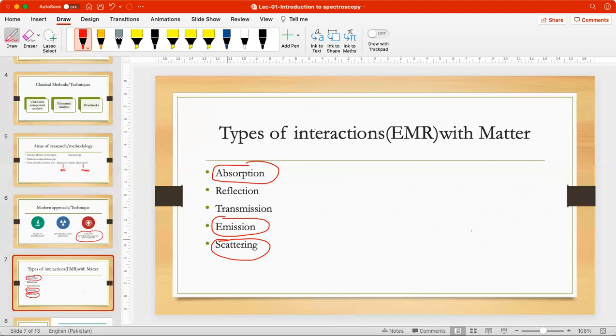And in the next lecture, we will start with the first kind, that is, if we opt for absorption based spectroscopy, then how it will work. I hope you understand the lecture.